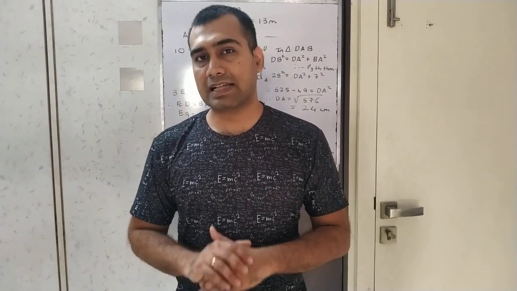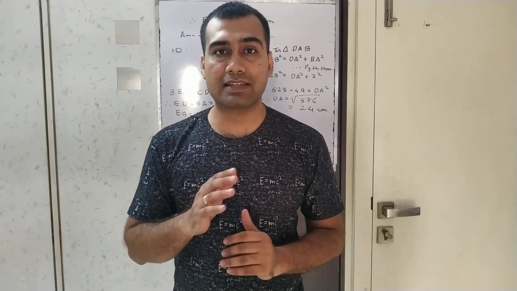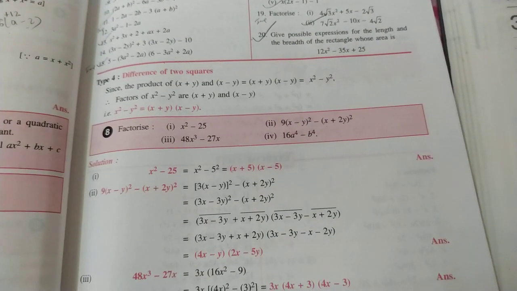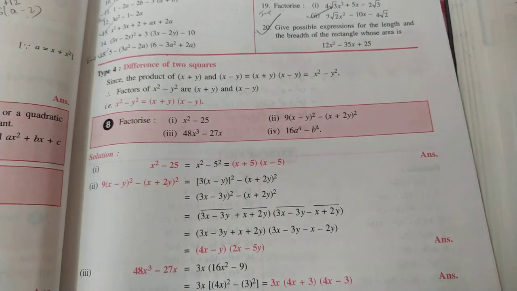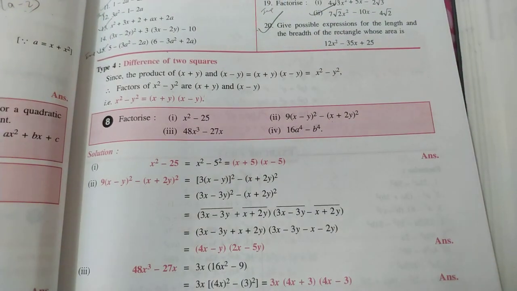Let's study 9th standard ICSE Math, exercise 5C, 5D and 5E. Now in exercise 5C, we shall use the formula x squared minus y squared is equal to x plus y, x minus y.